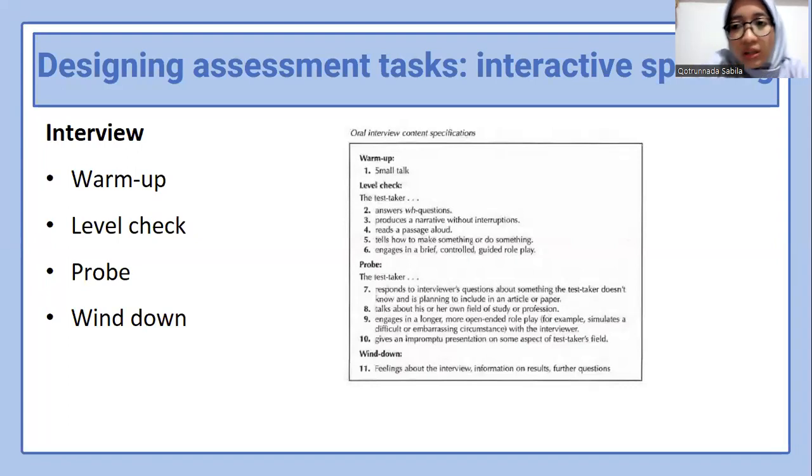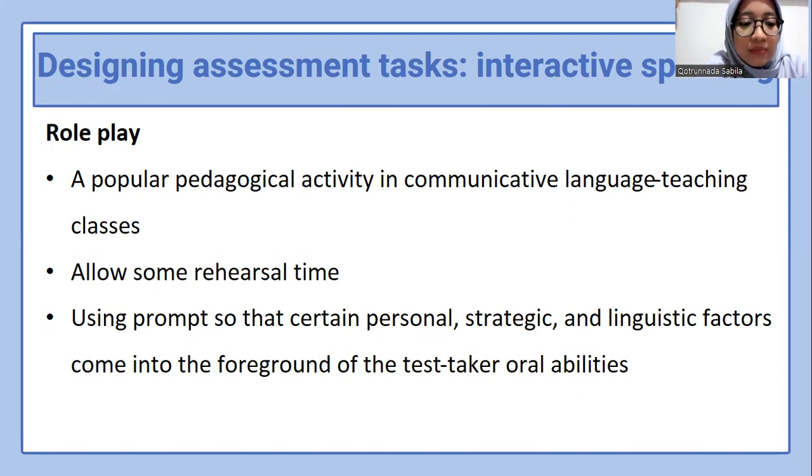And then role play. Role playing is a popular pedagogical activity in communicative language teaching classes. In some versions, role play allows some rehearsal time so that students can map out what they are going to say, with a prompt, for example, pretend that you are a tourist asking me for directions. Certain personal, strategic, and linguistic factors come into the foreground of the test taker's oral abilities.